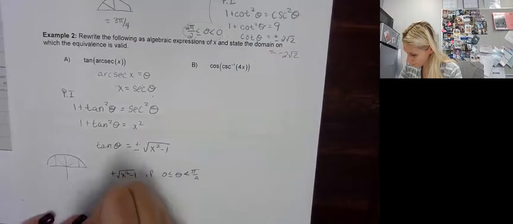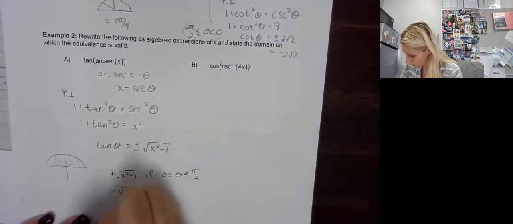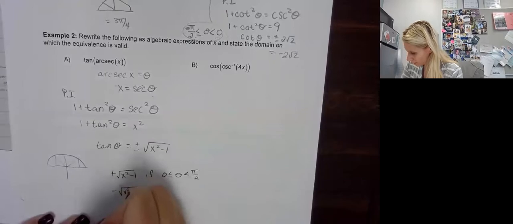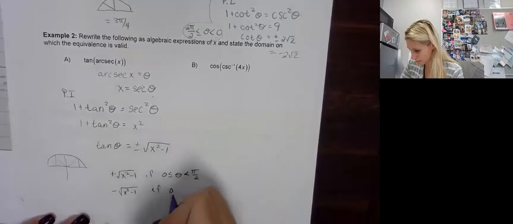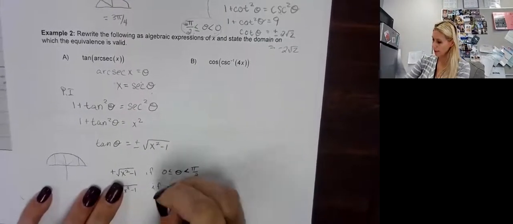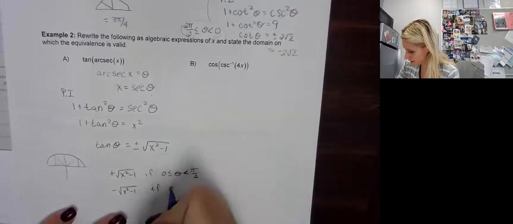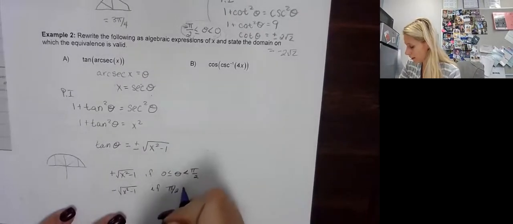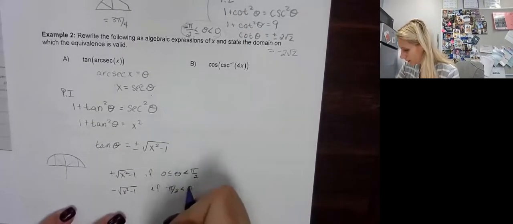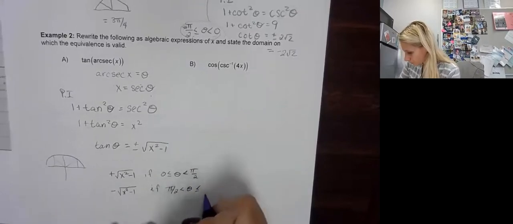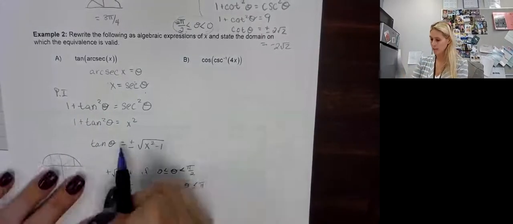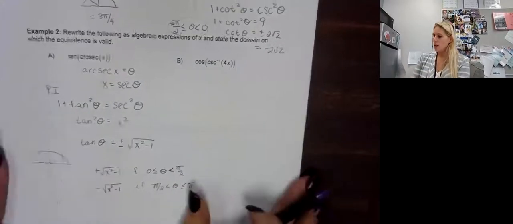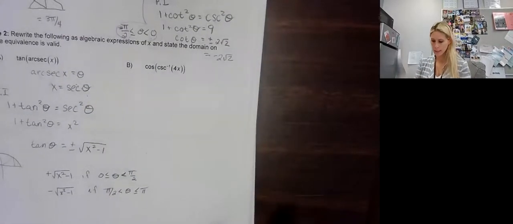And then we have negative square root of x squared minus 1 if theta is between pi over 2 and pi. And again, not including pi over 2, because that's a restriction. So we have 2 answers for the fact that we don't know which theta is that value, okay? Some cases we do, some cases we don't.